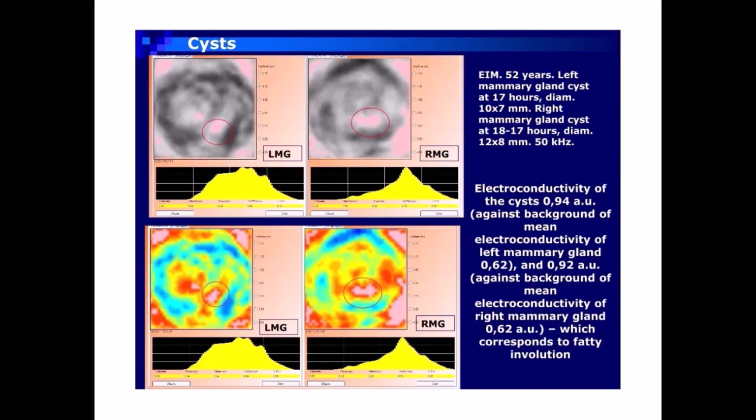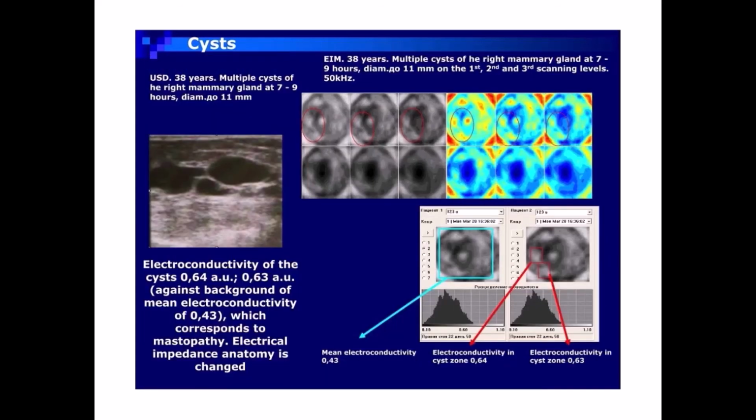Cysts. EIM. 52 years. Left mammary gland cyst at 17 hours, diameter 10×7 mm. Right mammary gland cyst at 18 to 17 hours, diameter 12×8 mm. 50 kHz. Electroconductivity of the cysts 0.94 AU against background of mean electroconductivity of left mammary gland 0.62, and 0.92 AU against background of mean electroconductivity of right mammary gland 0.62 AU, which corresponds to fatty involution.